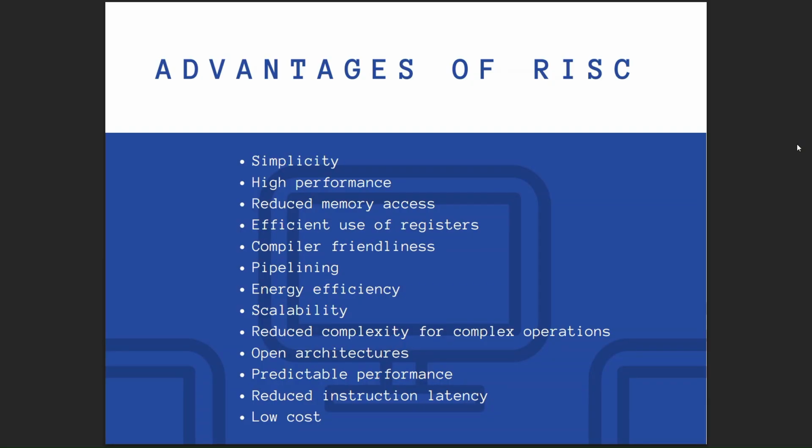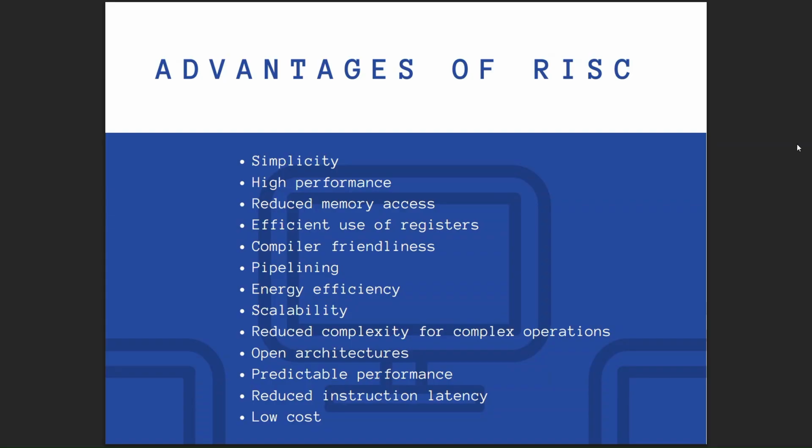Simplicity comes from having a small, regular instruction set that is easy to implement. High performance results from instructions that execute quickly and pipelines that run efficiently. Reduced memory access is achieved through the load store architecture, where most operations work with registers instead of memory. Efficient use of registers means data stays in fast storage longer, reducing slow memory accesses.